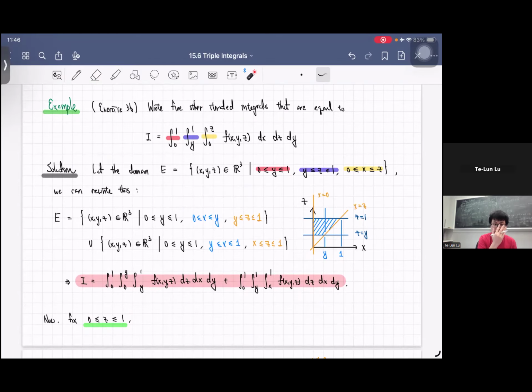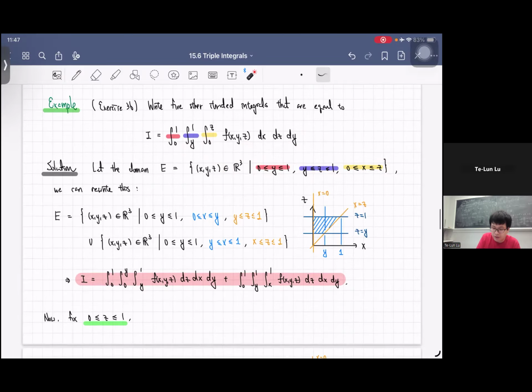So in this case, this is also an exercise from the textbook, a very nice one. So evaluate this integral. f is an abstract function. We integrate x from 0 to z, z from y to 1, and y from 0 to 1. So basically, the domain can be interpreted as 0 less or equal to y, less or equal to 1, y less or equal to z, less or equal to 1, x larger or equal to 0, and less or equal to z. So the problem is to write 5 other iterated integrals which are equivalent to this I.